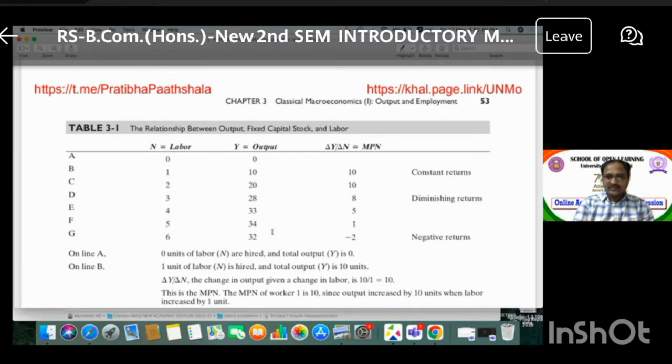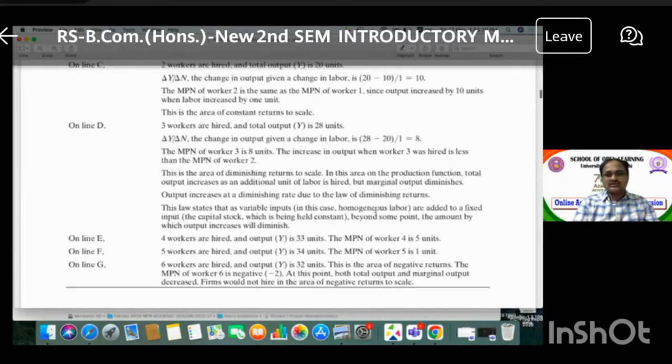Why is it negative? If you had 5 units of labor, you can produce 34 output. So 34 minus 33, 1. If you go beyond that, with 6 units of labor, the output will automatically diminish or go negative. 34 to 32, so 32 minus 34, minus 2 here. So this is what we are discussing. MPN. What is MPN? The change in output given a change in labor, so it is diminishing.